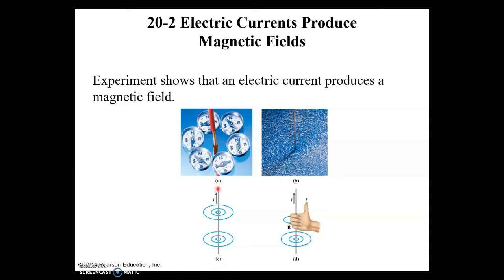You have a current that's flowing upwards. You're going to have a magnetic field that flows this direction. Well, that's easy to show in a picture like this, but how do we tell by ourselves? We use something called the right-hand rule. There are two versions of the right-hand rule. Let me first tell you this one here.